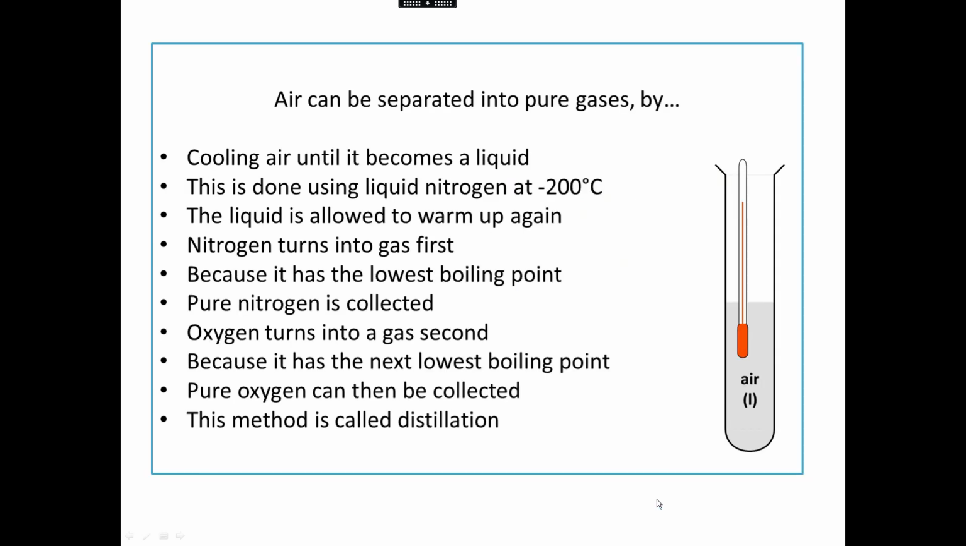Right, the extension, really difficult this. Well done if you've had a go at this. Air can be separated into pure gases by cooling air until it becomes a liquid. This is done using liquid nitrogen at minus 200 degrees C. The liquid is allowed to warm up again. Nitrogen turns into a gas first because it has the lowest boiling point. Then pure nitrogen can be collected. Oxygen turns into a gas second because it has the next lowest boiling point. Pure oxygen can be collected. This overall method is called distillation of liquid air.